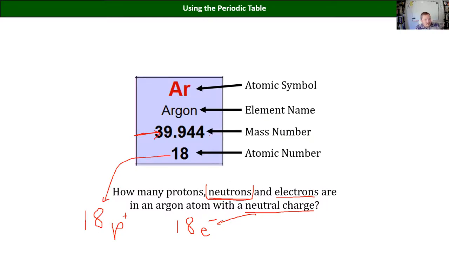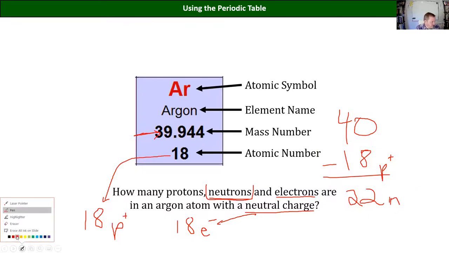So if it's argon with this mass number, 39.944, let's call that 40. So if we have a mass number of 40 and 18 protons, the number of neutrons is just the difference between the mass number and the protons. So in this case, that would be 22 neutrons. And a neutron is a lowercase n.